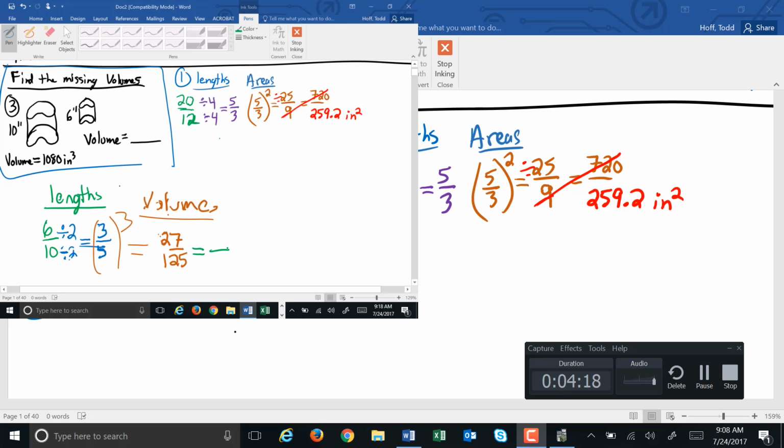So now on the other side, we've got the volume of 1080. Which one does that go with? Top or bottom? Yeah, that one with the 10, so it has to go on bottom. So now we're going to cross multiply and divide. 27 times 1080.